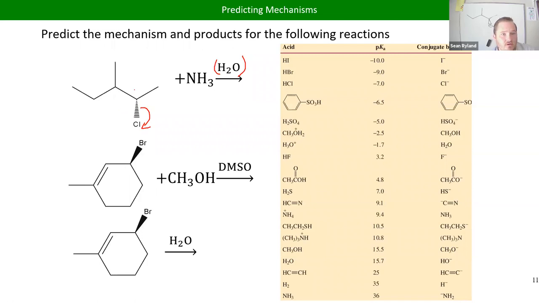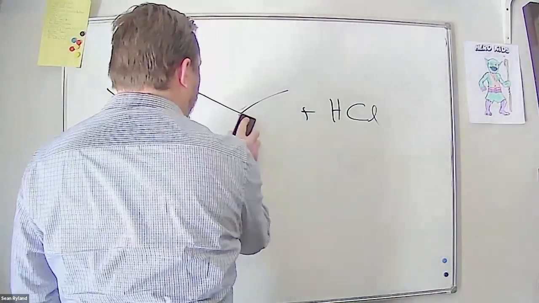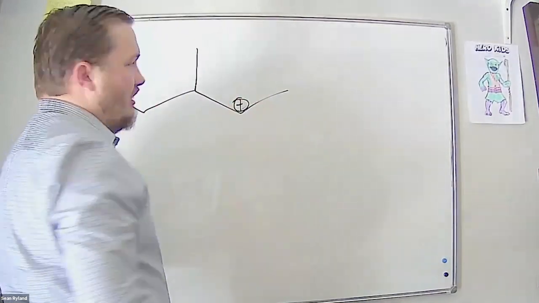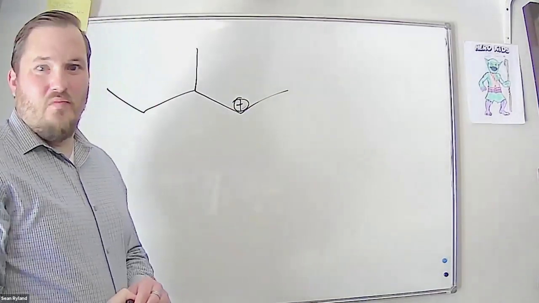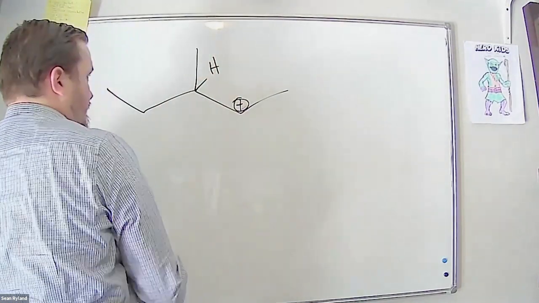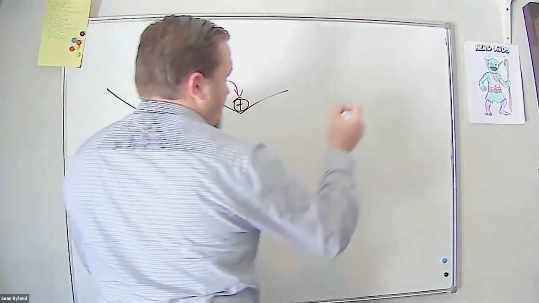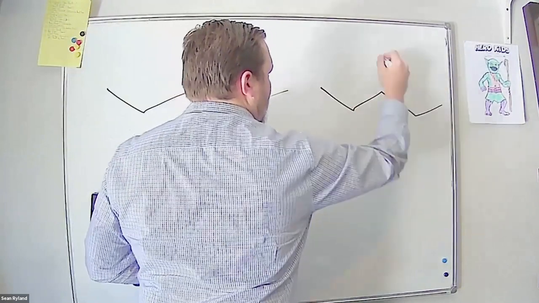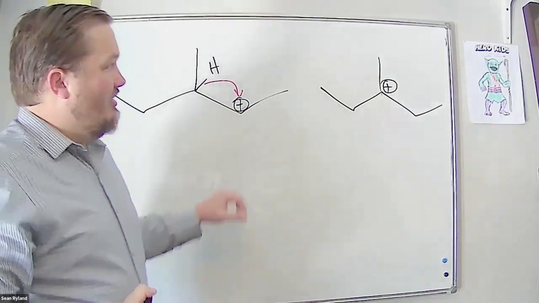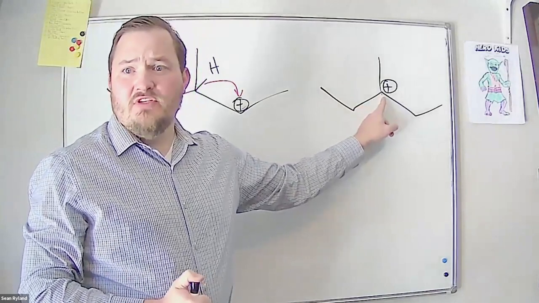I'll go back to the board here. Our intermediate looks like this, right? Which can go through a little rearrangement. So our more significant intermediate looks like that. And now ammonia can come in here and attach. And we're going to get more than one stereoisomer.